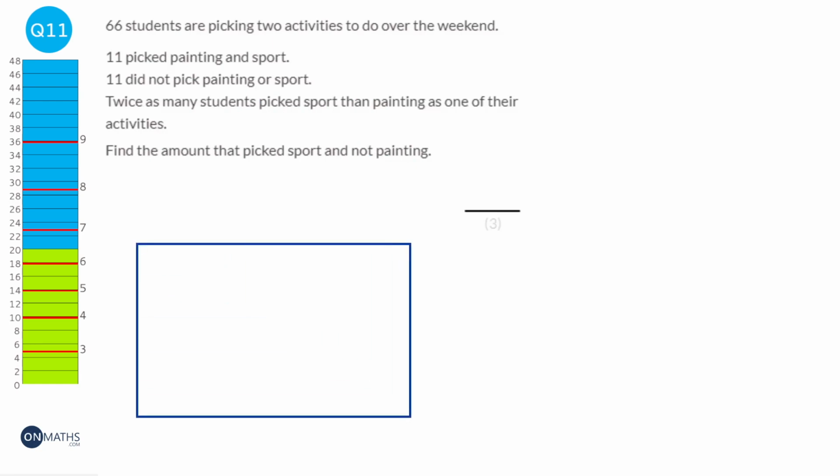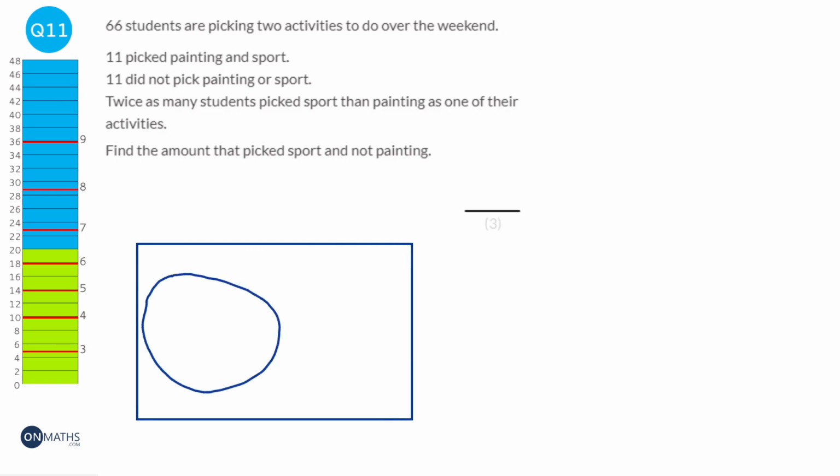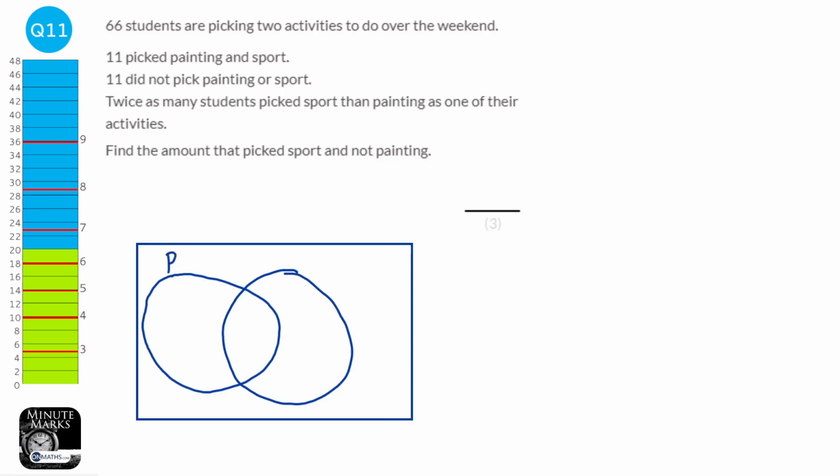So this question will probably need a Venn diagram just to make it a bit easier. So I'm going to draw a Venn diagram. You don't need to. If you can work out how to do this question without, you can do. But I think this is a really tricky question to do without a Venn diagram. So it says that they picked two activities. It was either painting, which I'll put as a P, and sport, which I'll put as an S.